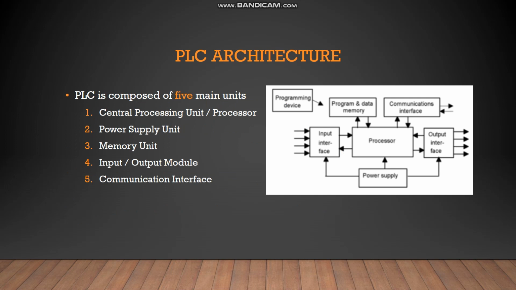The block diagram of a regular PLC is shown here, which consists of five main parts: the CPU, power supply unit, memory unit, input output module, and the communication interface. The programming terminal shown in the diagram can be any computer that can be used to send program code into the PLC. In the next slides, I will briefly explain each of the units.